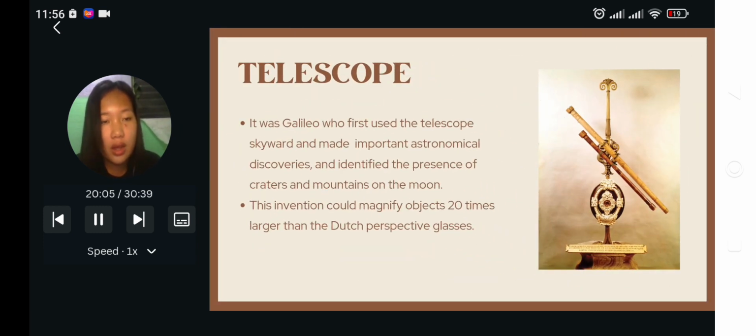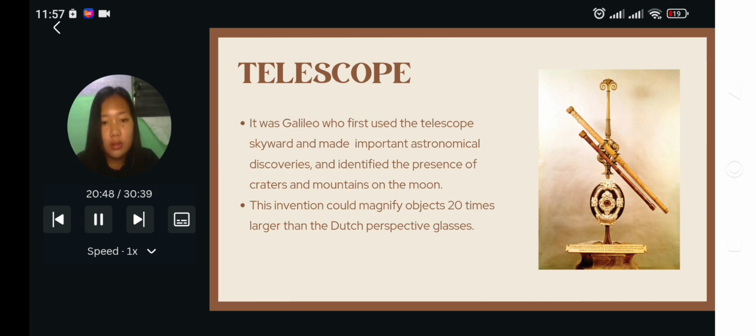So, another invention is the telescope. It was Galileo who first used the telescope skyward and made important astronomical discoveries and identified the presence of craters and mountains on the moon. So, this invention could magnify objects 20 times larger than the Dutch perspective glasses. It is the start of the study of astronomy using telescope, and for the first time, it became clear that the universe is far larger than previously imagined, the Earth far smaller compared to the entire universe.